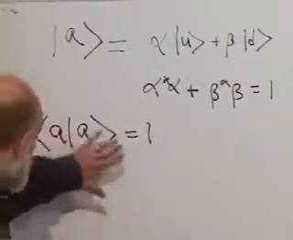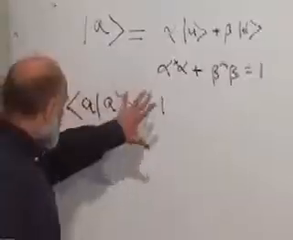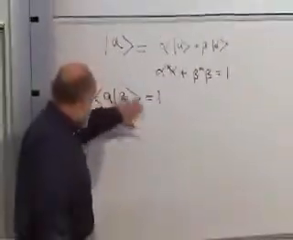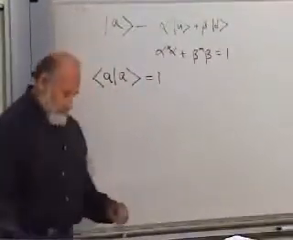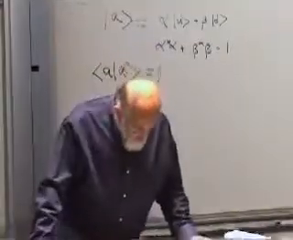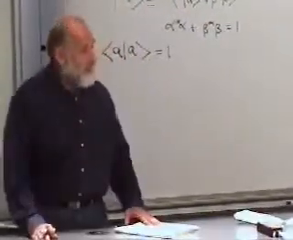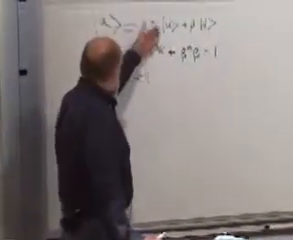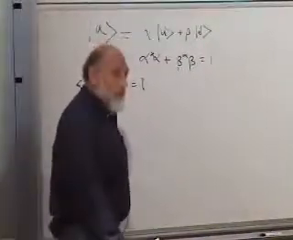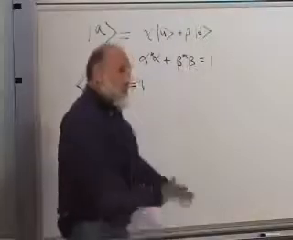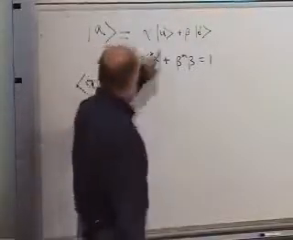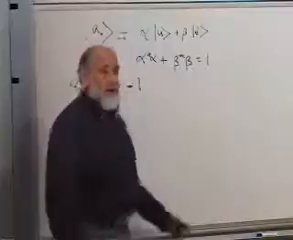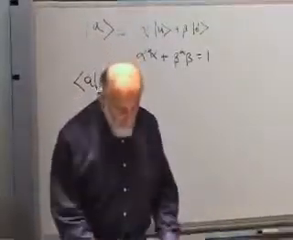Normalized means that the length of the vector in some sense is equal to 1, and altogether the sums of the probabilities are 1. That's the basic postulate for states. This is the example of the two-dimensional space of states. Two-dimensional doesn't mean the world is two-dimensional. It just means that there are two independent possibilities, up and down, heads and tails.